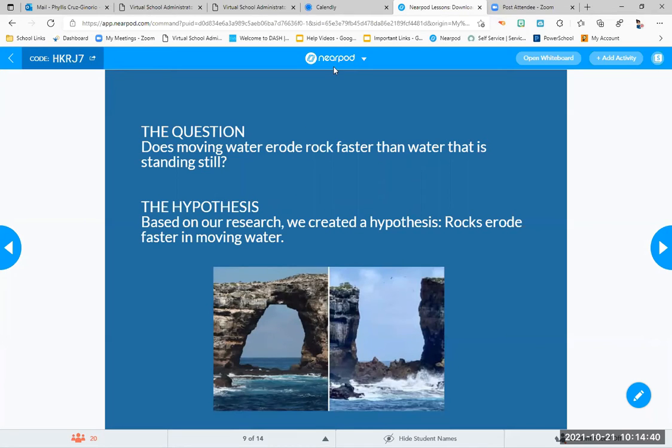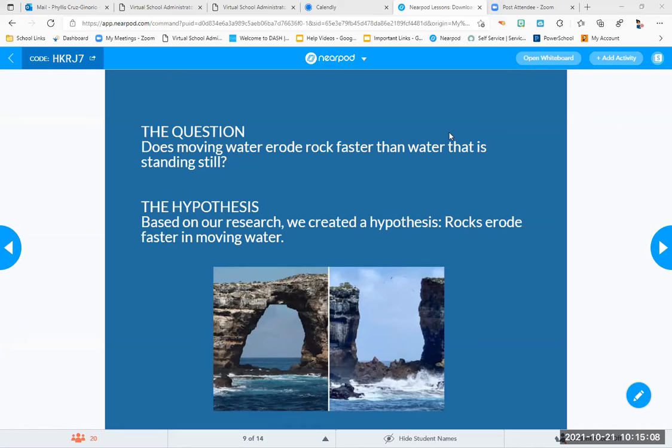So, does standing water erode? What if we just stepped in a puddle or put a rock in a puddle? How would that change? So let's talk about it for a minute. Who wants to share? Okay, so now before I call a name, my question is, what do you think will erode or break apart rocks faster? Moving water or standing still water?